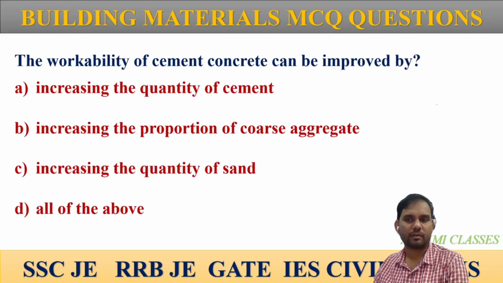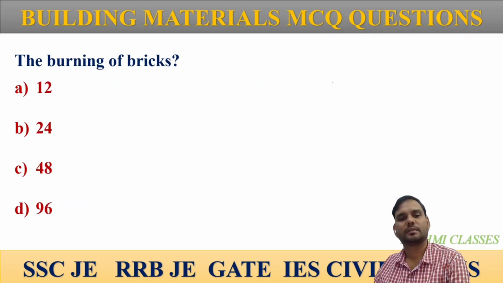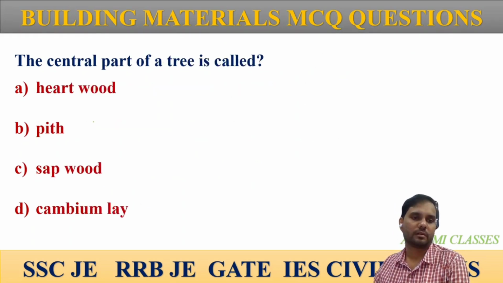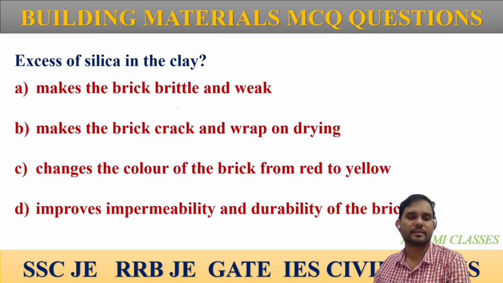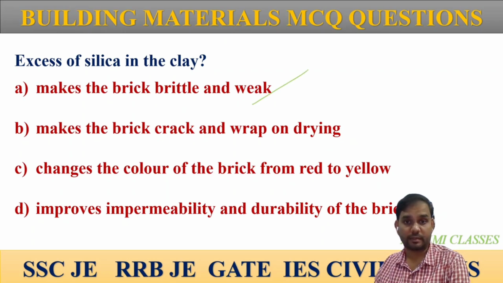The workability of cement concrete can be improved by increasing the quantity of the cement. The burning of bricks is done in 24 hours. The central part of a tree is called pith. Excess of silica in the clay makes the brick brittle and weak.